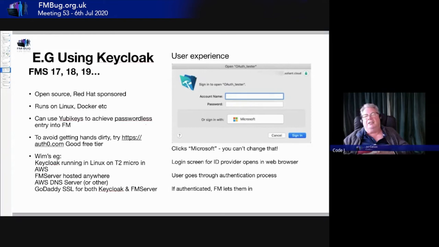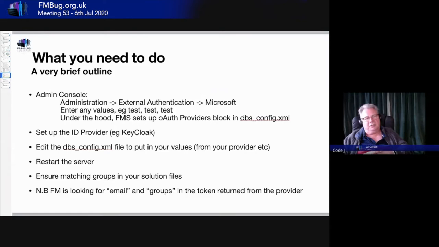And Wim had a very good demo on how you actually do that using a YubiKey. So he just plugged it into the side of his machine, logged into FileMaker, touched his key, and he was in. No password, just a username. It was brilliant.